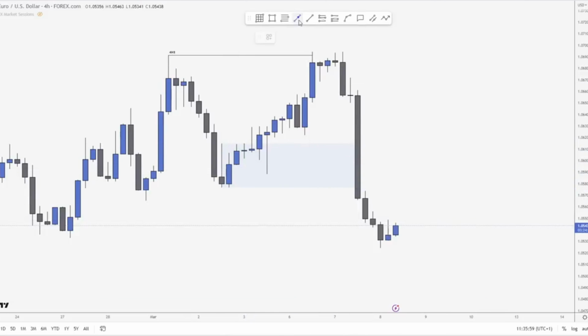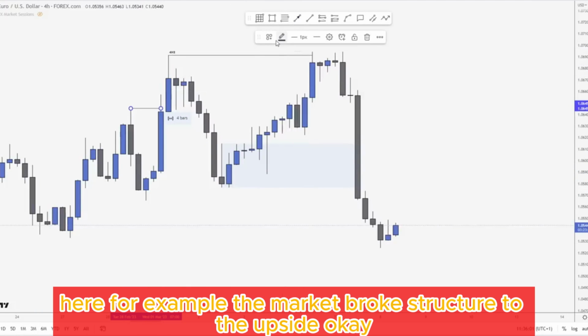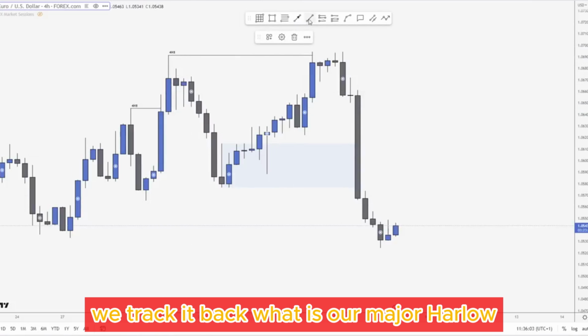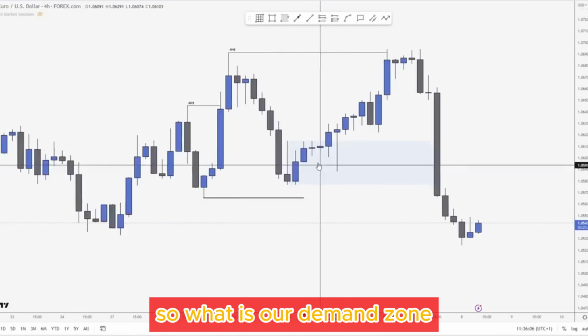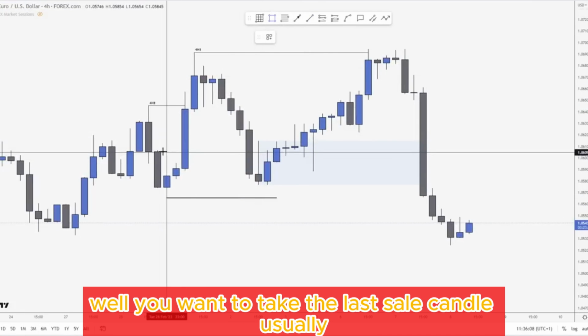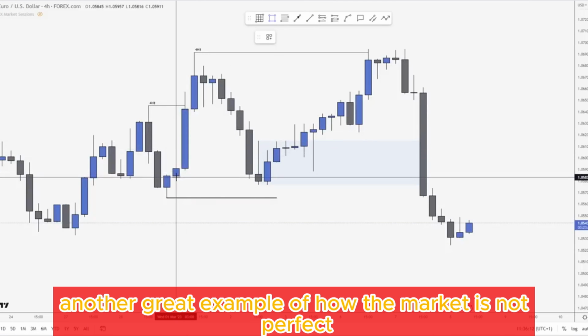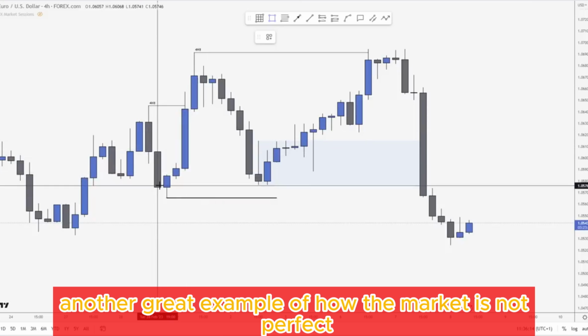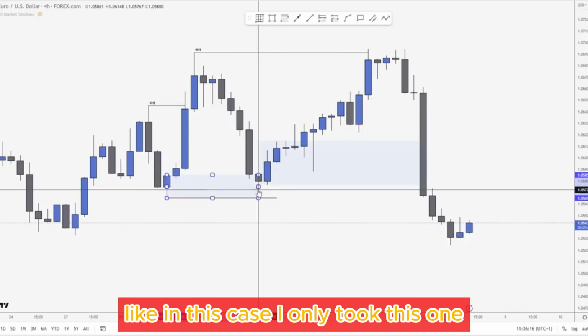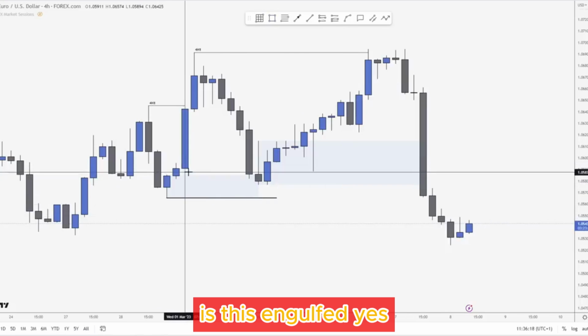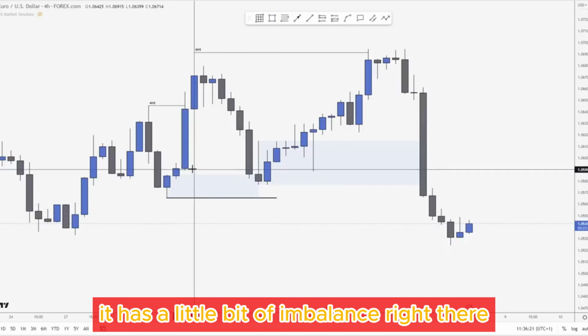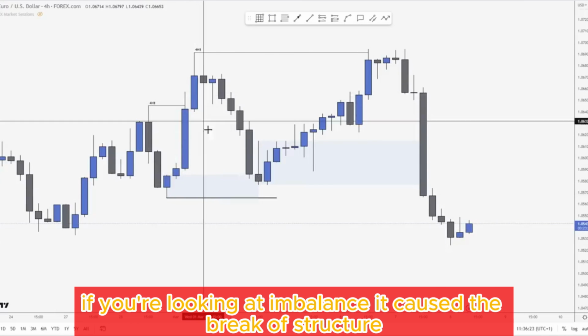Here, for example, the market broke structure to the upside. We track it back. What is our major high low? It's this guy. So what is our demand zone? Well, you usually want to take the last sell candle, or the candle that is engulfed. Another great example of how the market is not perfect. In this case, I only took this one. Is this engulfed? Yes, it has a little bit of imbalance right there. If you're looking at imbalance, it caused the break of structure.